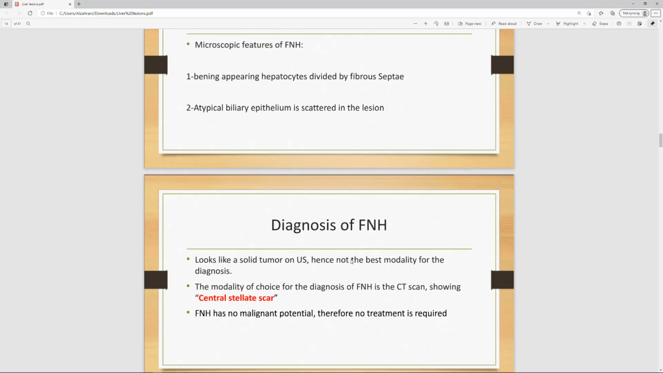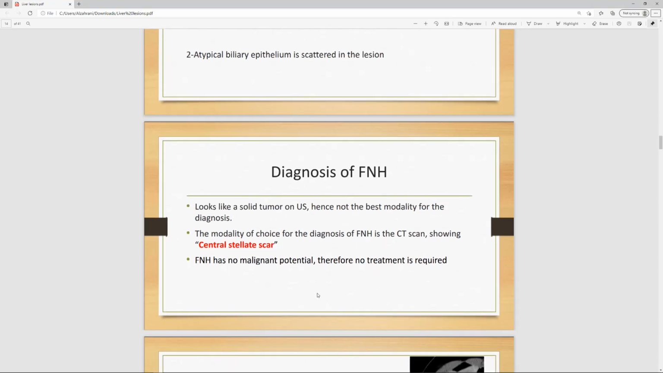Okay, how to diagnose focal nodular hyperplasia. If you use ultrasound, you will see it looks like a solid tumor. So that's why we don't use ultrasound for diagnosis of focal nodular hyperplasia. We can see it, but you cannot confirm the diagnosis. The modality of choice for focal nodular hyperplasia is CT scan with contrast, showing a central satellite scar.